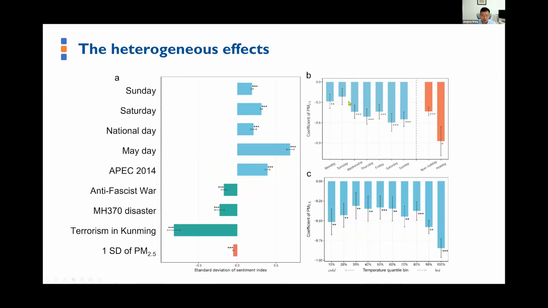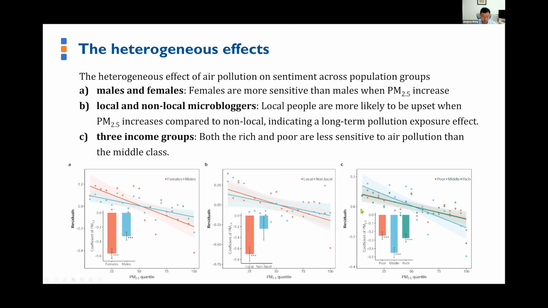Before the analysis of the heterogeneity effect of air pollution on sentiment on different days, the sentiment index is larger during weekends and holidays, while lower when disasters and terrorist attacks happen. People are more sensitive to the PM 2.5 concentration during weekends and holidays than on non-holidays. Extremely hot and extremely cold weather will further aggravate the negative effect of air pollution on sentiment.